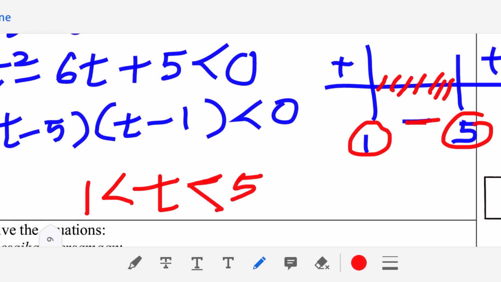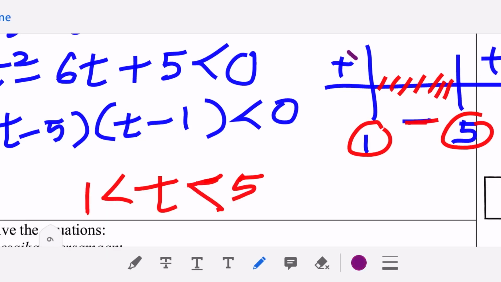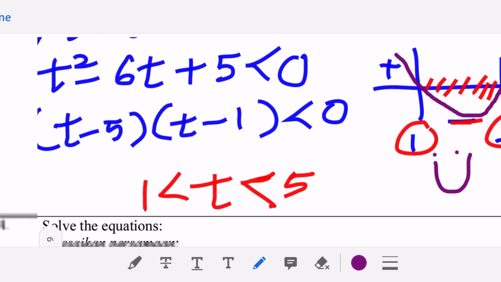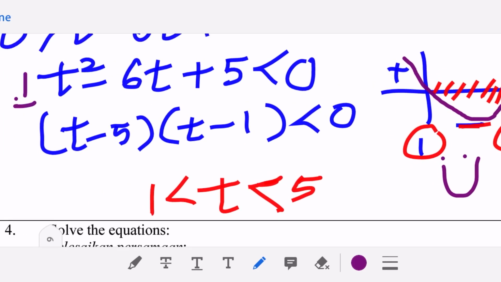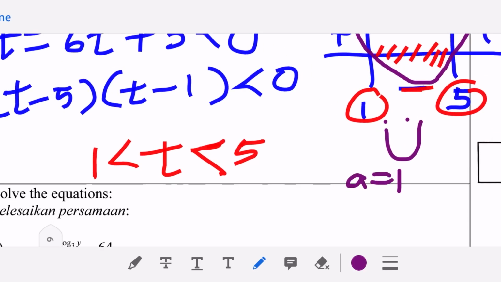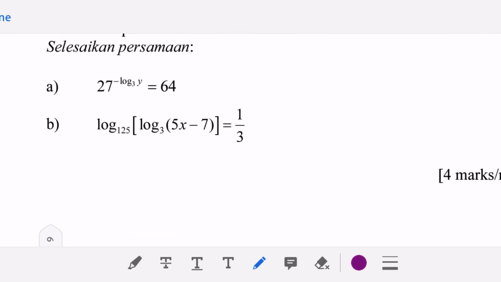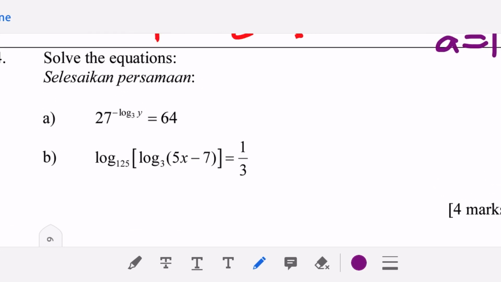1 to 5, right? Again, just to remind you, the inequality sign has to follow the question. So the range of t is from 1 to 5, which is the answer for this one. Always remember, when a is positive, you will have a U shape. Alright, U shape.